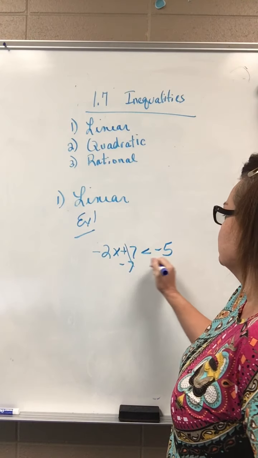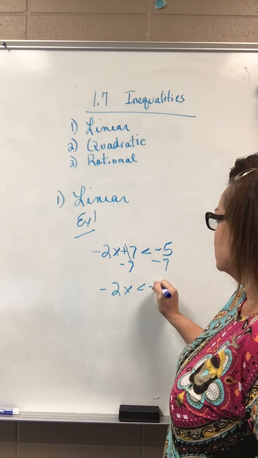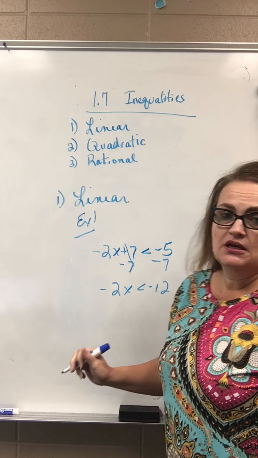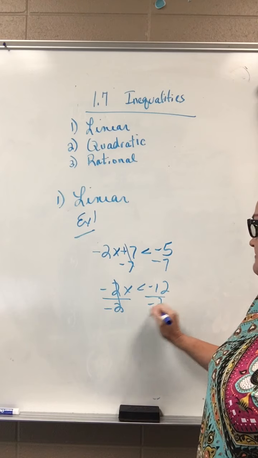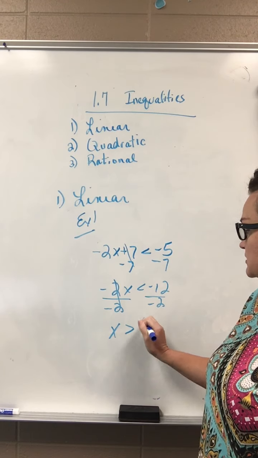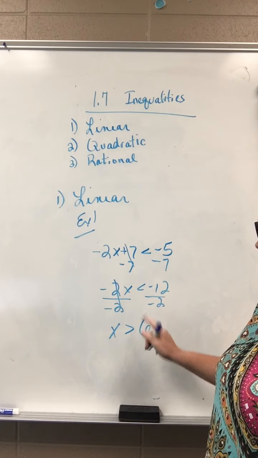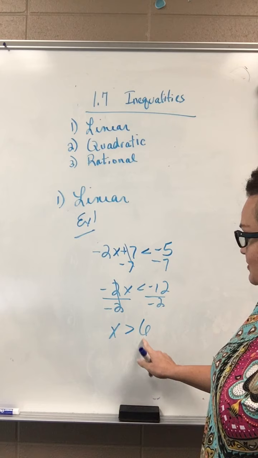So you're going to minus 7 from both sides, or throw the 7 across the line, whichever way you think about that. And then you're going to divide by this negative 2 on each side. Because we're dividing by a negative, it will flip your inequality. And negative 12 divided by negative 2 is a positive 6. So our answer will be all the things greater than 6.